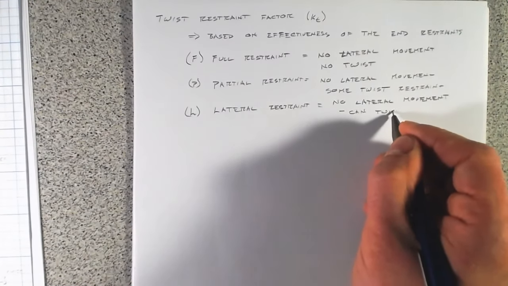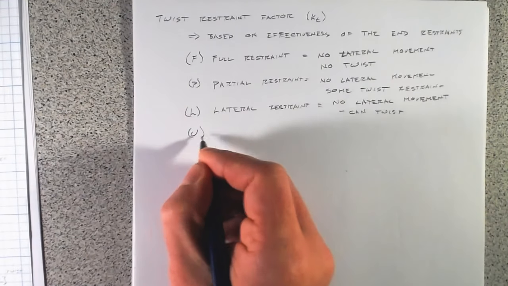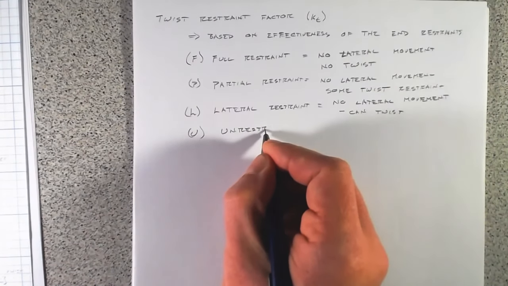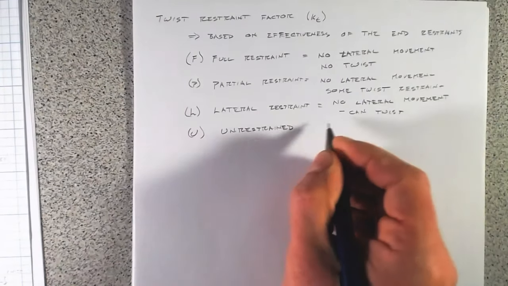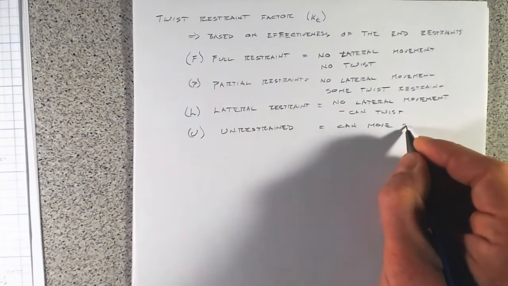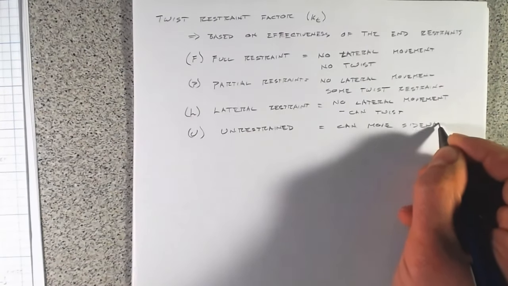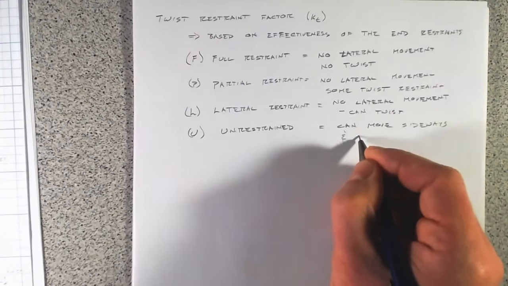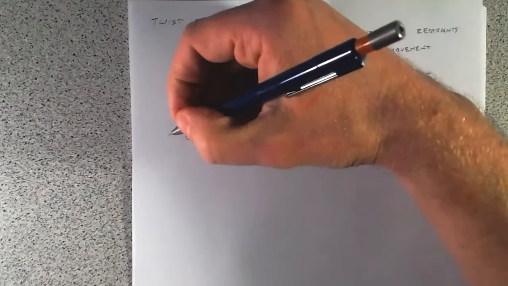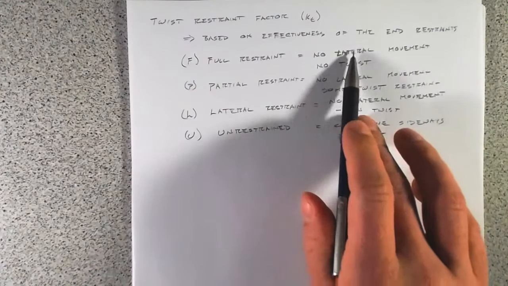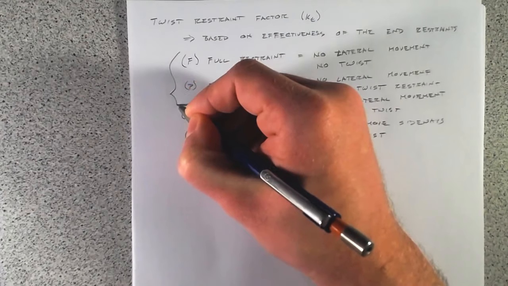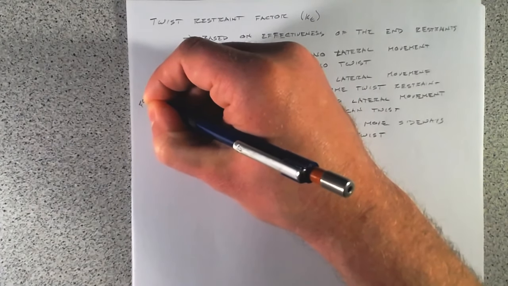Can twist, and a U is unrestrained. Can move sideways and twist. And the other important thing to keep in mind is that all of these restraints and all of these movements that we're restraining are all for the critical flange.